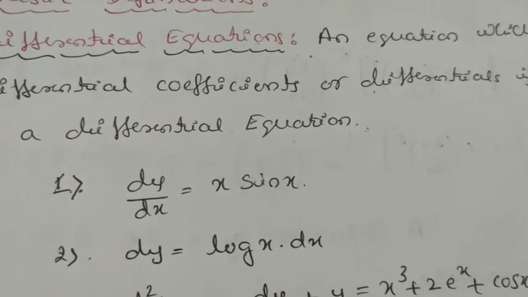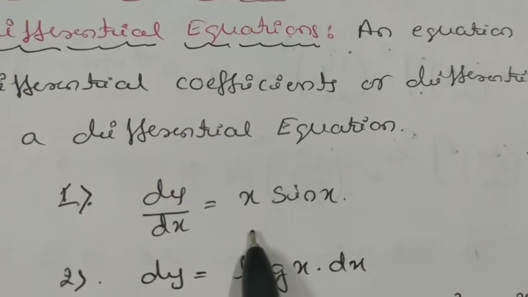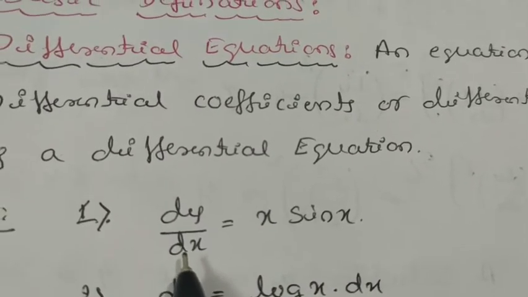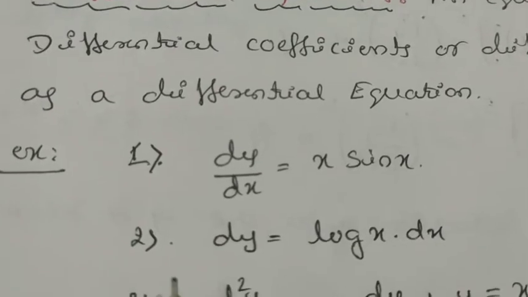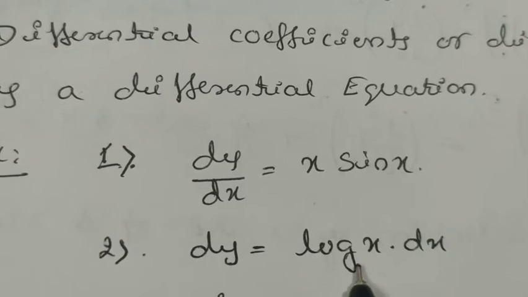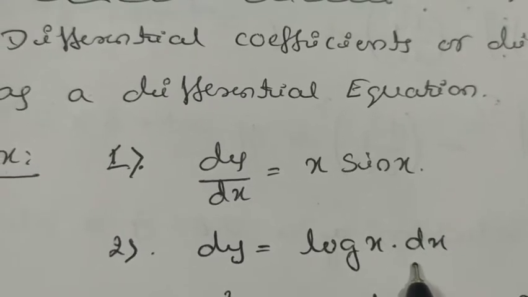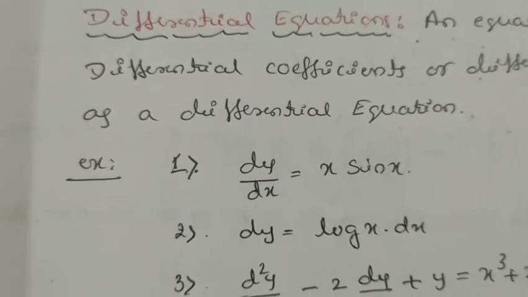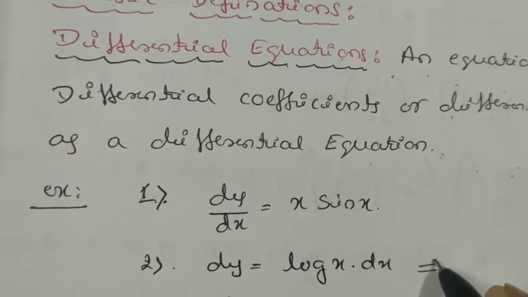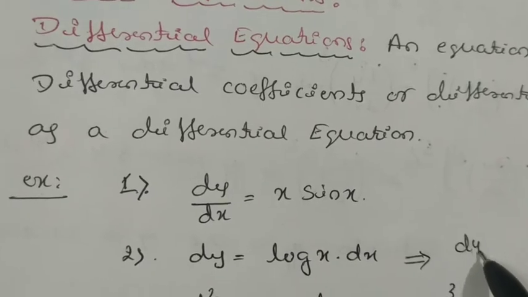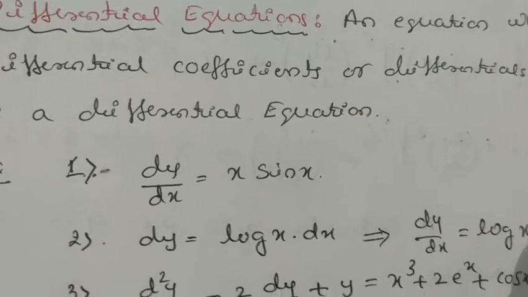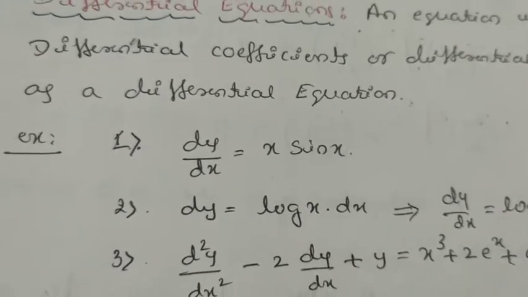So for example, dy by dx is equal to x sin x. Here dy by dx is the differential coefficient. Let us take one more example: dy is equal to log x dx. It is also a differential equation, because if you take dx to the other side, it becomes dy by dx is equal to log x.